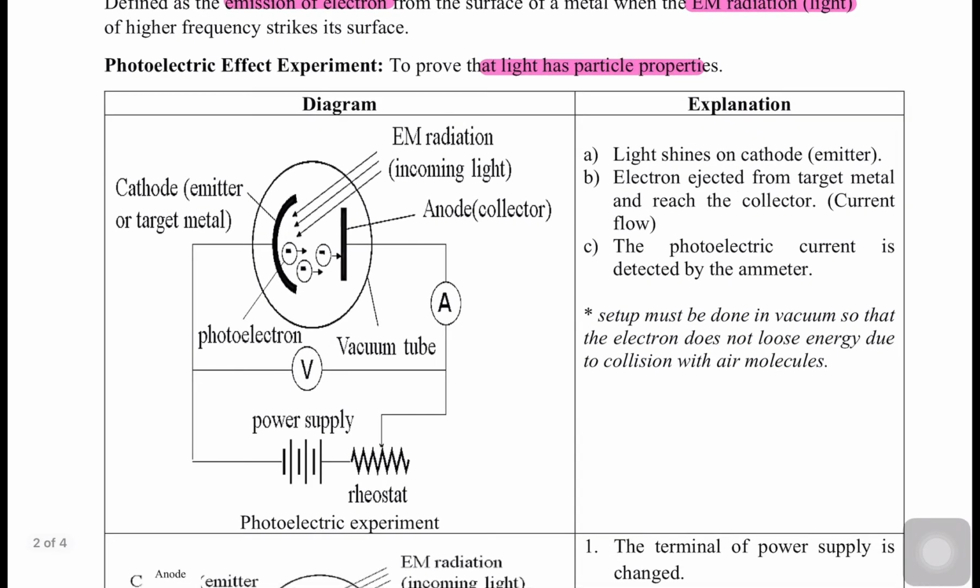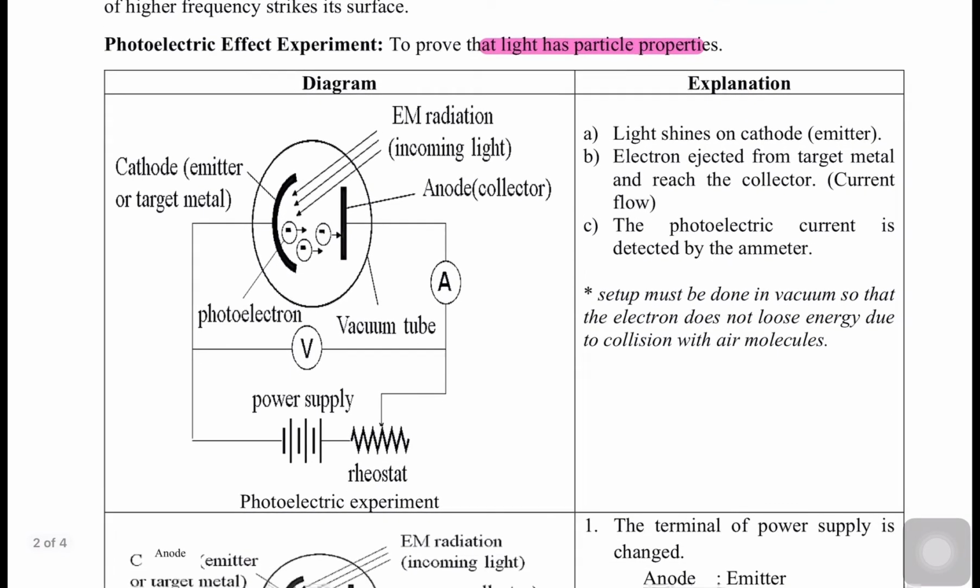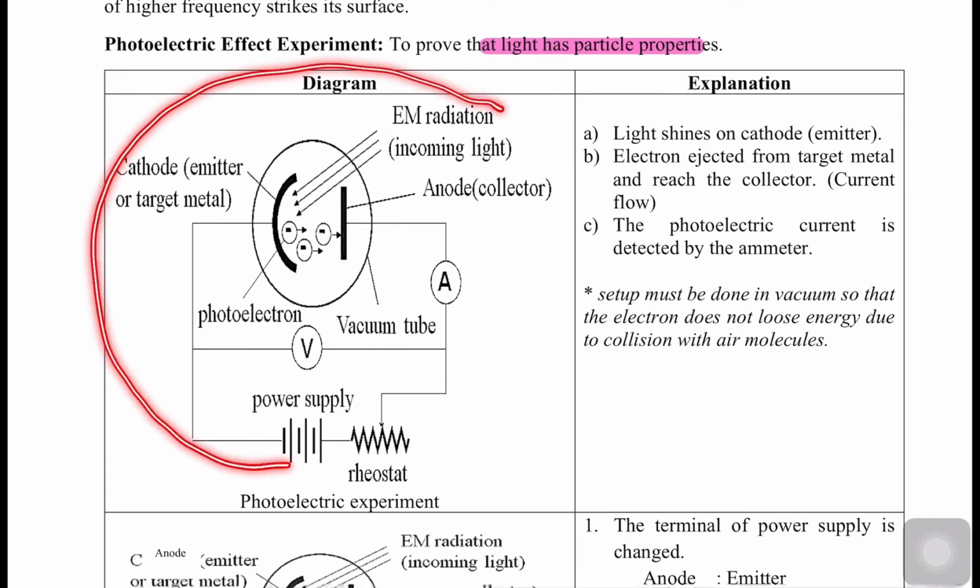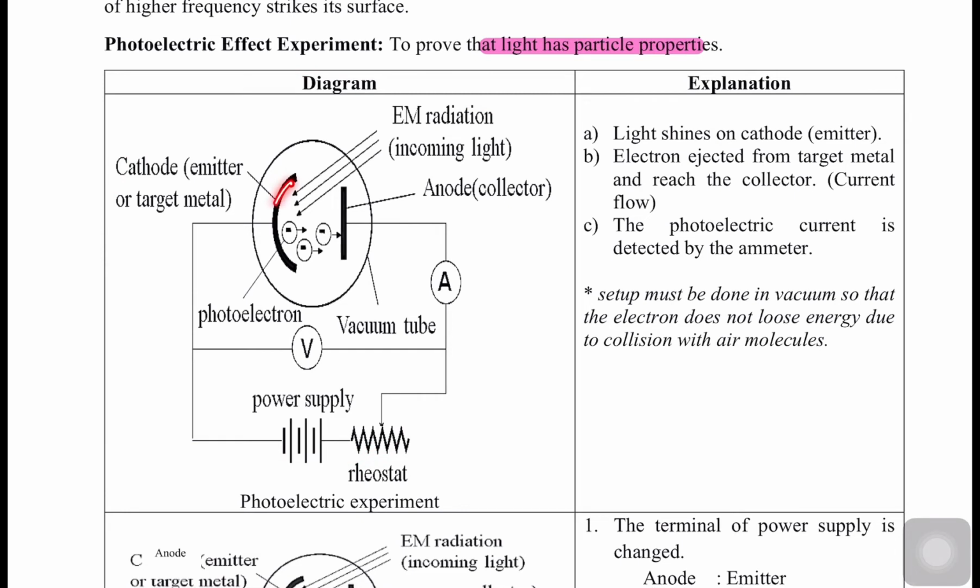Kalau kita tengok dekat sini, okay, kita ada diagram. So dekat diagram ni, this is basically the photoelectric effect experiment. So we have this is the cathode because it's attached to the power supply negative. Kita power supply dulu, negative, positive dan sebagainya. So negative ni will be the cathode, negative; anode will be positive.